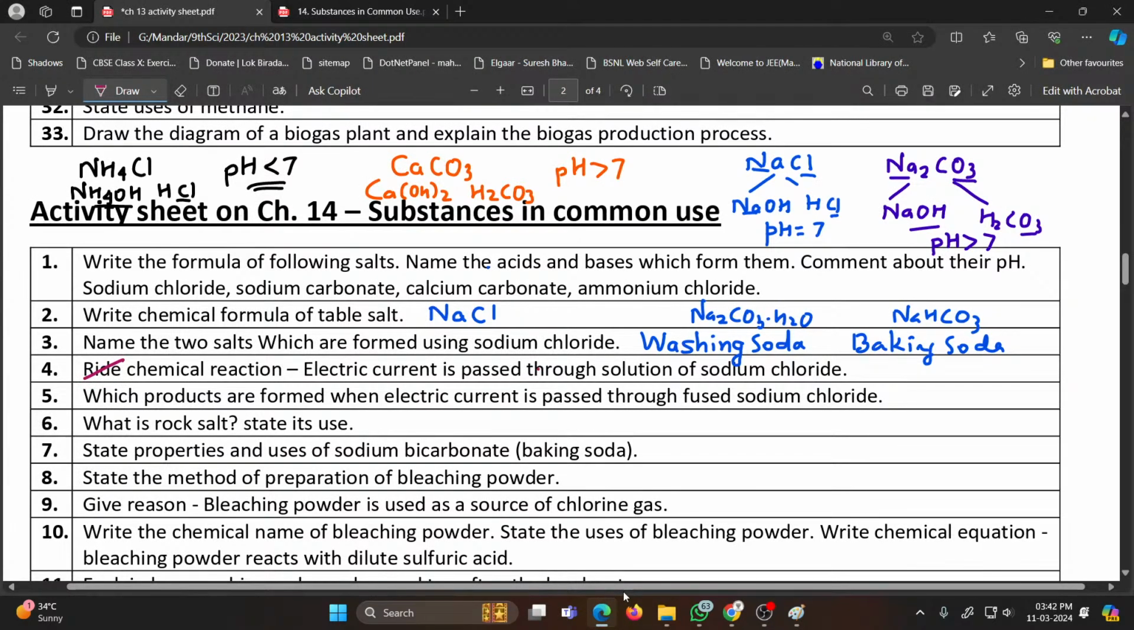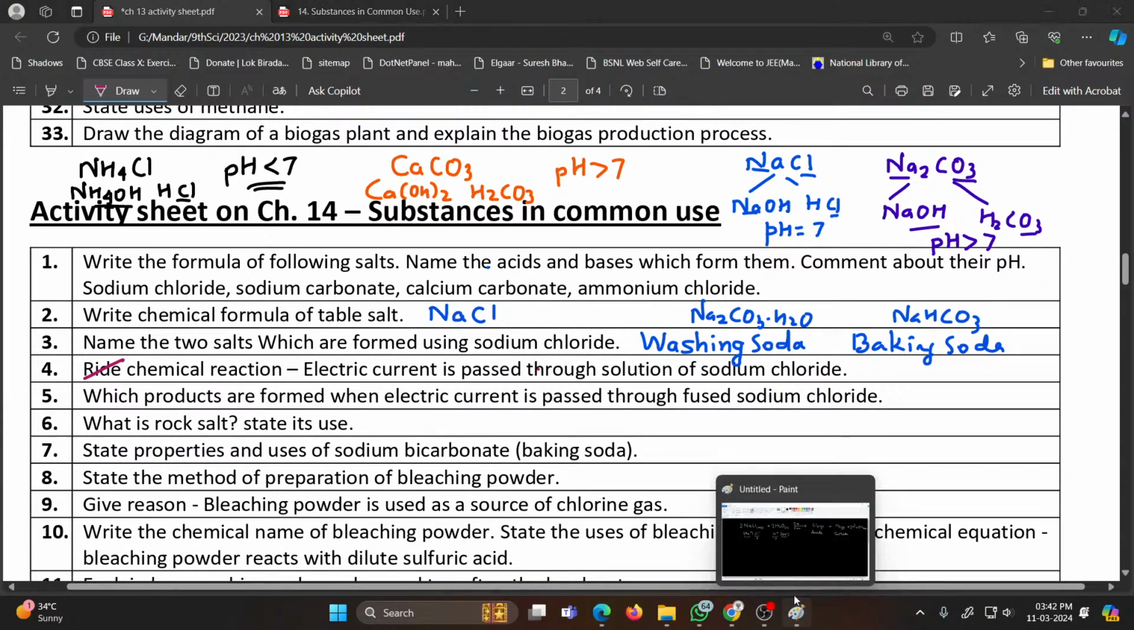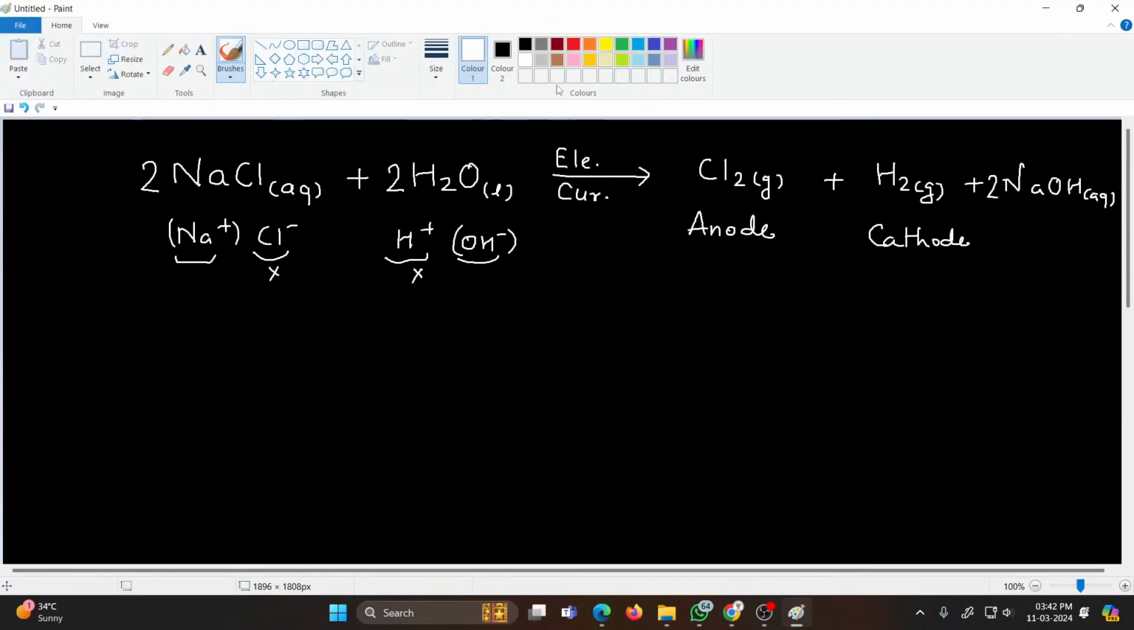Next question, which products are formed when electric current is passed through fused sodium chloride? Now this is a different reaction. This was aqueous solution of sodium chloride, that was called brine. And the second question they are asking us fused sodium chloride. So that means sodium chloride in liquid state. There is no water there.